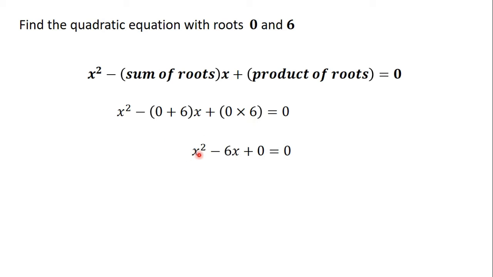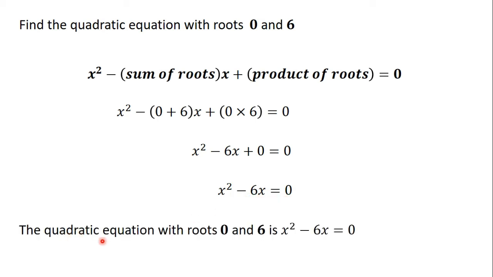So you have x squared minus 6x, since 0 plus 6 is 6. So we have x squared minus 6x plus 0 times 6 is 0. So plus 0 is equal to 0. And this will give us x squared minus 6x is equal to 0. So the quadratic equation with roots 0 and 6 is x squared minus 6x is equal to 0. Let's look at the last question for this video.